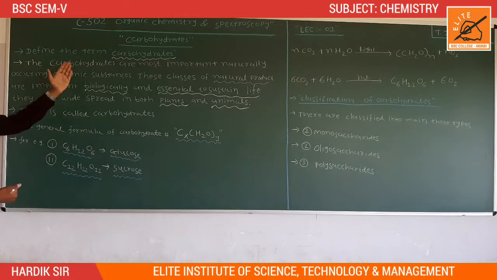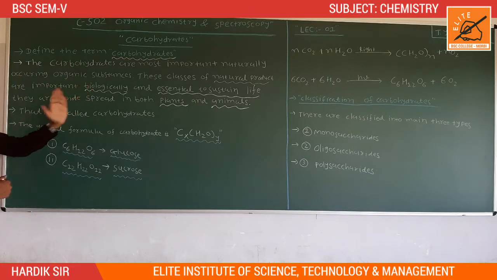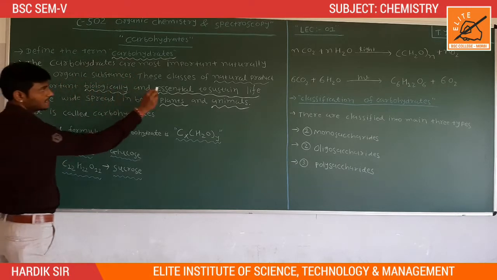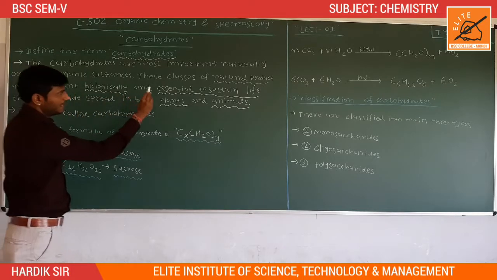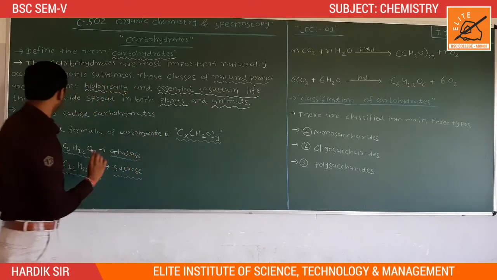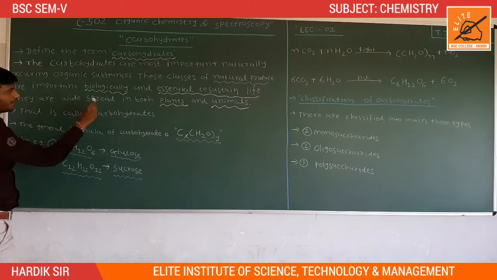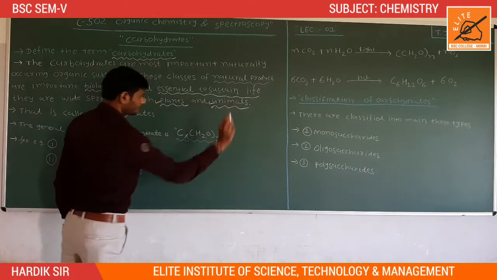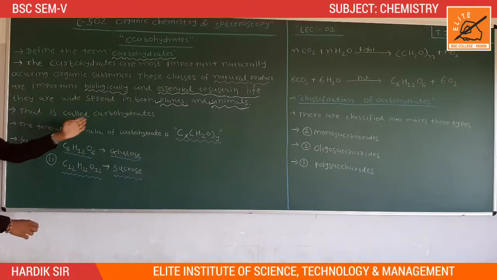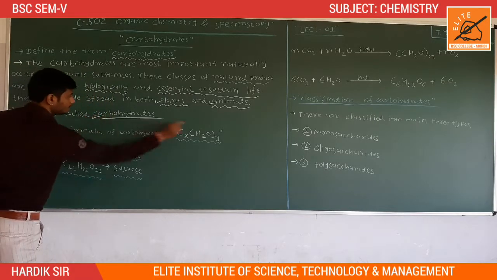So this is the term carbohydrates and this is the definition of carbohydrates. Carbohydrates are the most important naturally occurring organic substances. These classes of natural product are important biologically and essential to sustain life, and they are widespread in both plants and animals. That is called carbohydrates.